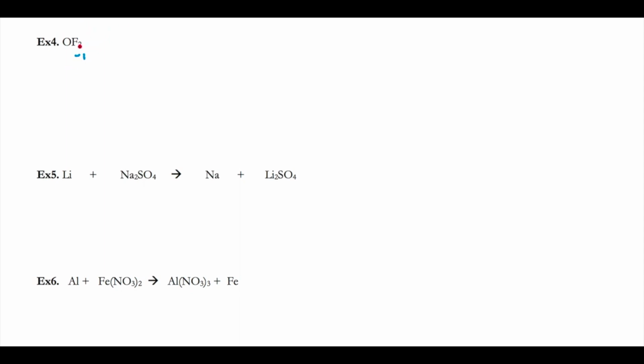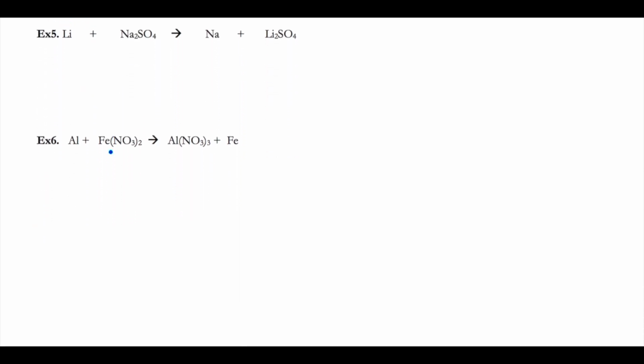So keep in mind, because I have 2 fluorines here, the overall oxidation number is going to be -2, which means in order for this compound to have no charge overall, oxygen needs a +2 oxidation number. So that is the second exception for oxygen, when its oxidation number is not -2.